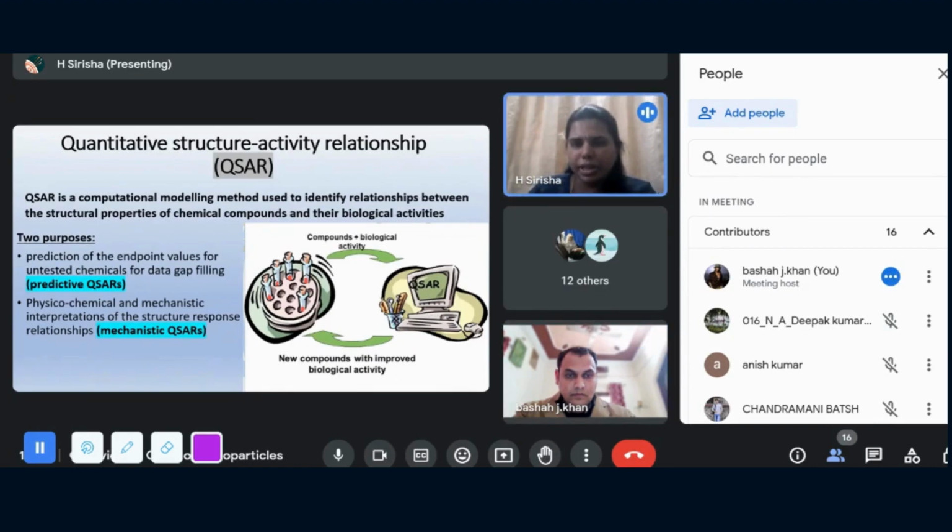And what you can see in this diagram here is the different types of chemical activity one can do. So this activity, how we can model using the QSAR software. This is how we can develop new compounds with biological activity. This we'll be knowing in depth. So there are two purposes of using QSAR. This is mostly used for predictive modeling. So the prediction of endpoint values for understanding the chemical for data gap filling. And the other one is a mechanistic approach in which a physicochemical and a mechanistic interpretation of the structures and the response are studied.